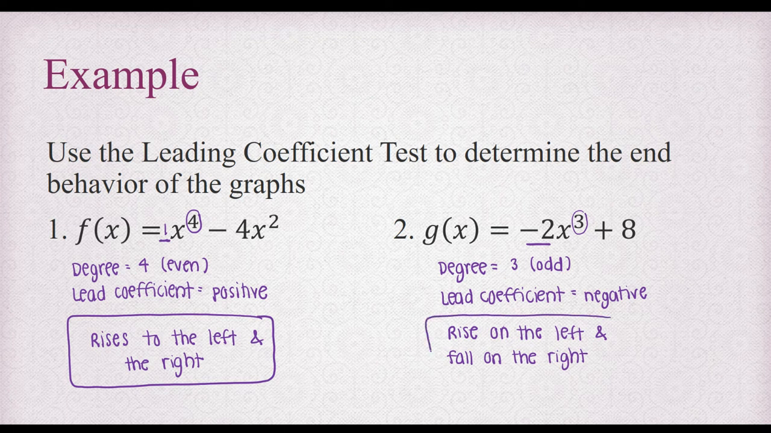Because it is technically a cubic graph. Remember, our original x cubed would look like this, but because there was a negative in front, it was that reflection. So notice that it got flipped around. That's why it rises on the left and it falls on the right.